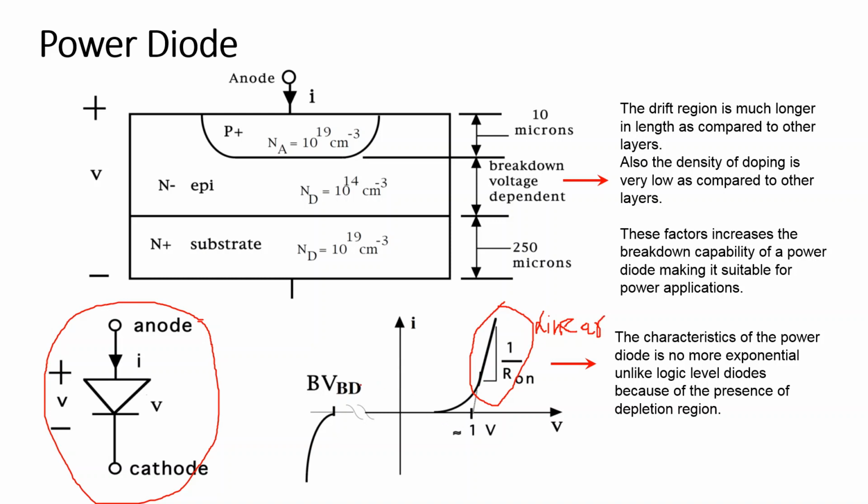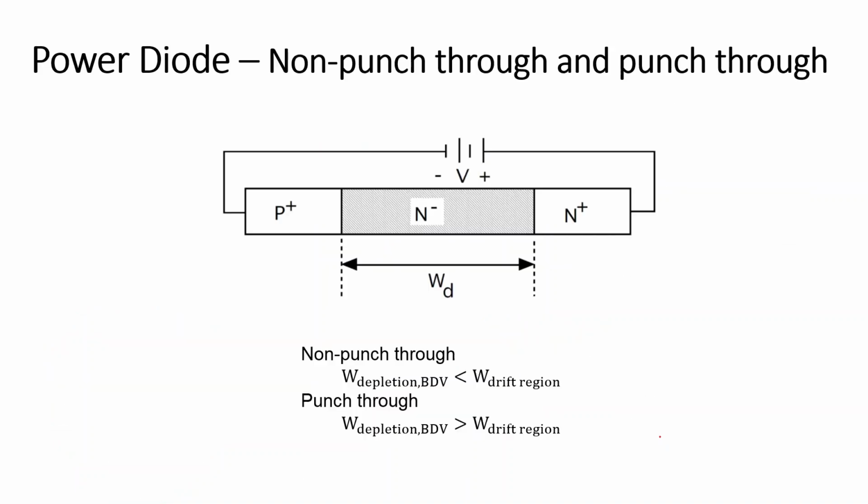And also, as we just discussed, in the reverse direction the breakdown voltage value is very high, so let us say 400 volts or 1000 volts, depending upon the construction of the power diode. Now there are two types of diodes. One is punch through diode and one is non punch through diode.